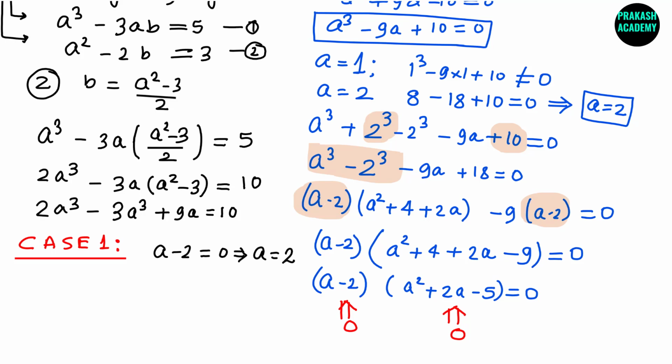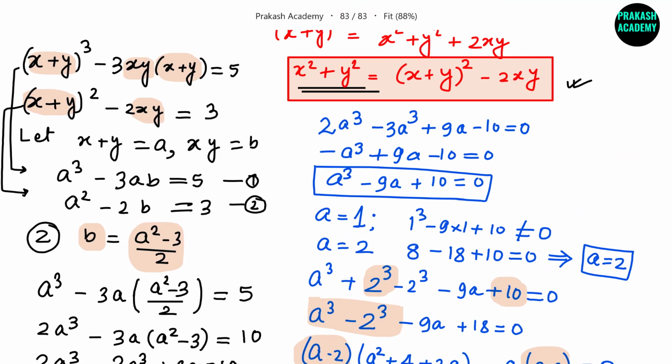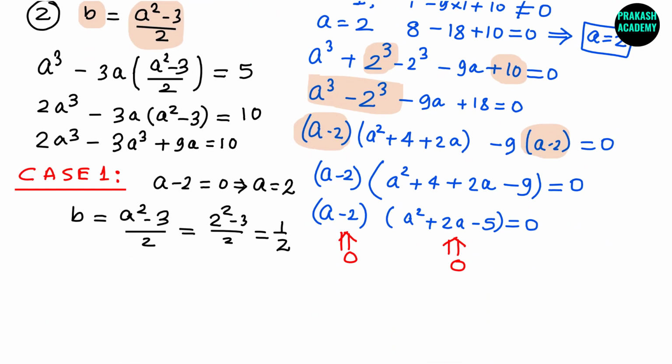And if you remember, b equals a squared minus 3 by 2. You can see here this expression. What is b? b is a squared minus 3 by 2. So now I can calculate b. a is 2, so 2 squared minus 3 by 2. So this is simply 1 by 2. And what was a and b? Because we have made a substitution. So a is x plus y and b is x times y. So let us use this fact.